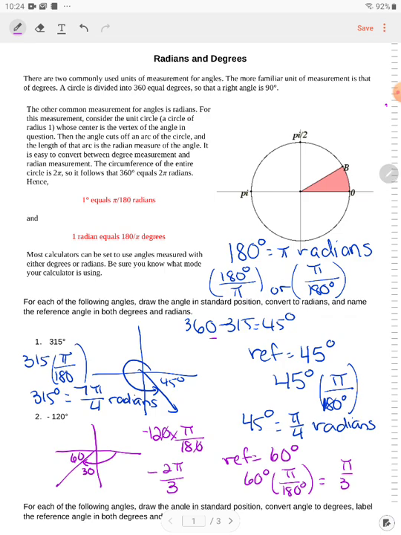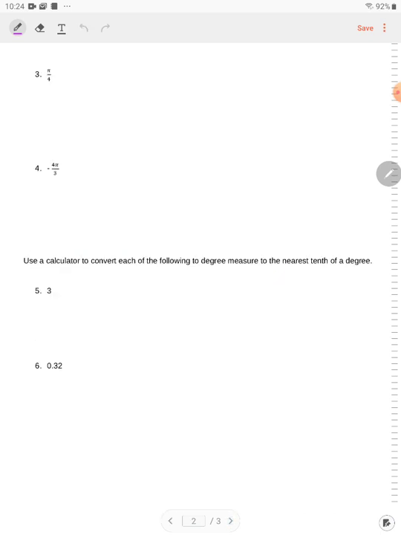All right, we're going to do the same thing. For each of the following angles, draw the angle in standard position, convert to degrees, label reference angle in both degrees and radians. So look here, we have it in radians, pi over 4. So I'm going to convert that first. We're going to use ratio 180 degrees over pi because, again, pi over pi divides out. 180 divided by 4 is 45. So if you recall, this is also your reference angle.